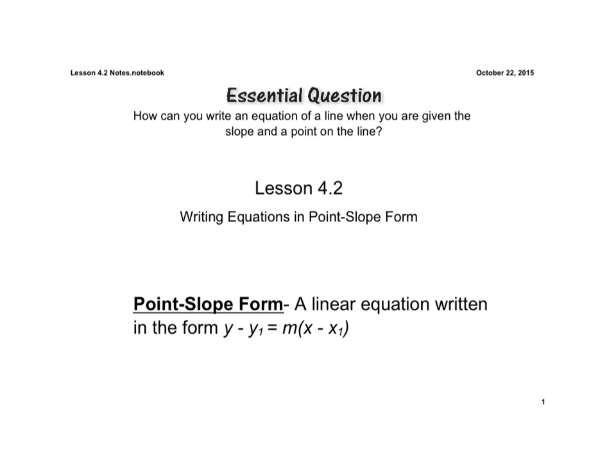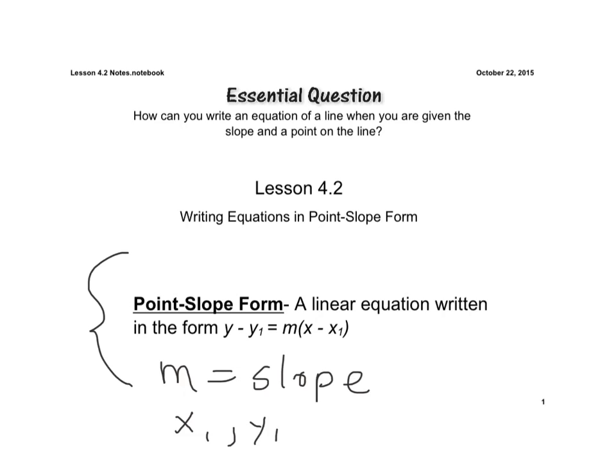So to help us do this, we're going to be using this point-slope form. I think this is in your journal book, but make sure you have this written down. If not, the point-slope form is a linear equation written in the form of y minus y1 equals m times x minus x1, where again m is equal to our slope, just like it's been, and the x1 and the y1 is a point on the line.